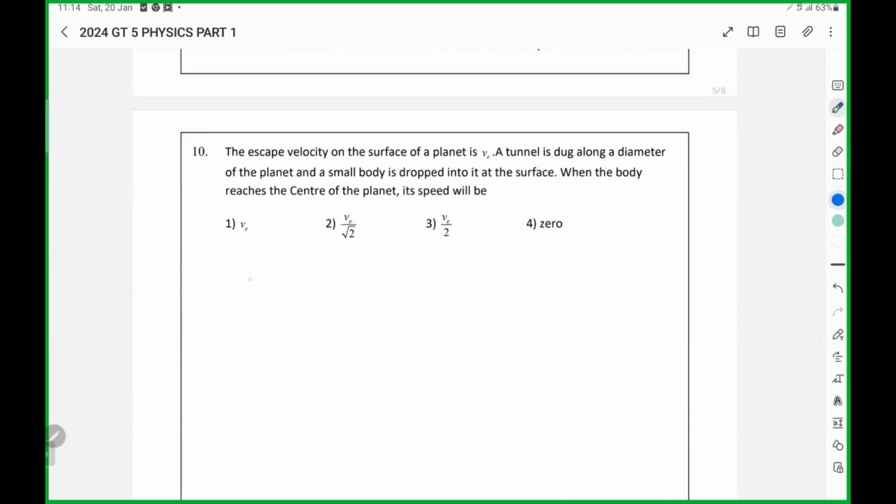The escape velocity at the surface of the planet is given, where R is the radius of that planet. A tunnel is dug along that planet and a body is dropped into it at the surface. When the body reaches the center, what is its speed?